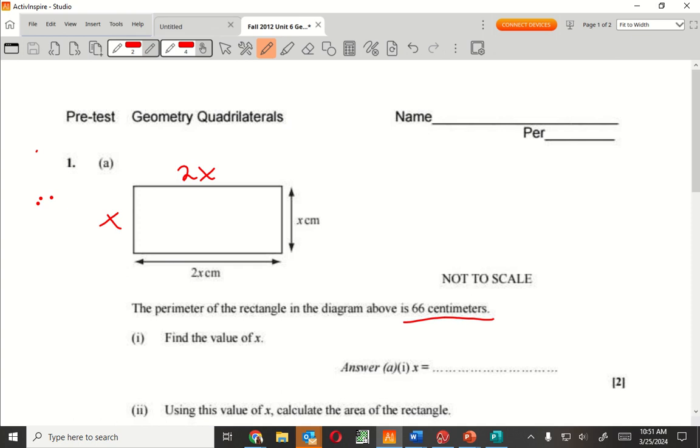And all of it together, it says the perimeter of the rectangle is 66. So I'm going to write out the problem. It's going to be my two sides, x plus 2x plus x plus 2x. That's all my sides together, and that has to equal 66. All right, how many x's do we got here? We add them all up.